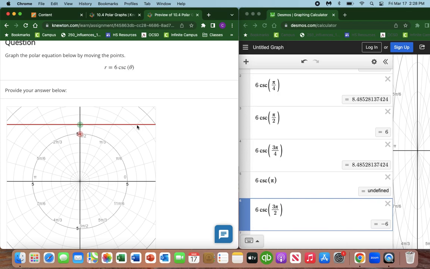So notice that when I got pi over 4, I'm actually still on this horizontal line here. And the same thing's true if I do 3 pi over 4. 3 pi over 4, I got 1, 2, 3, 4, 5, 6, 7, 8.48. So no matter what angle I plug in, I'm going to get a value for the radius that's going to equal a point on this horizontal line. That's going to be true for secant as well. So secant and cosecant, when you're graphing with polar coordinates, are going to give you straight lines.